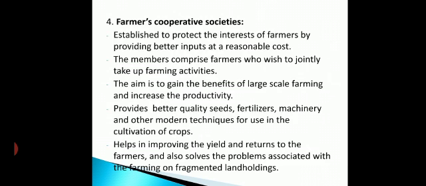Now suppose I have a small land where I am unable to do cultivation, or I am unable to get good quality seeds and good quality fertilizers. At that time there is a need to join a farmers cooperative society, where at a reasonable price I get fertilizers, good quality seeds, and some important ways of cultivating. At that time I can join farmers cooperative societies.